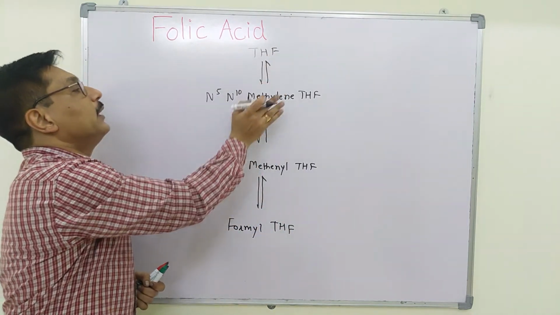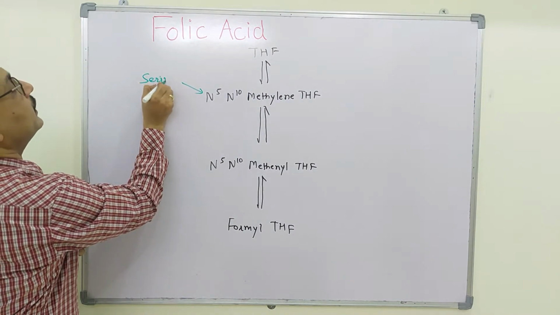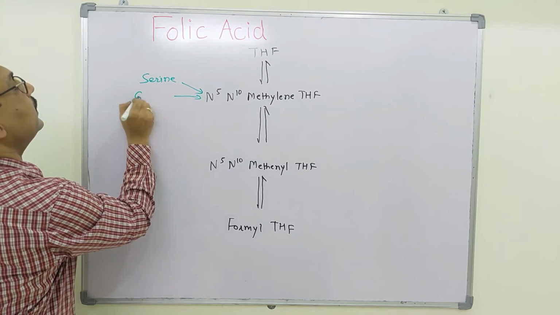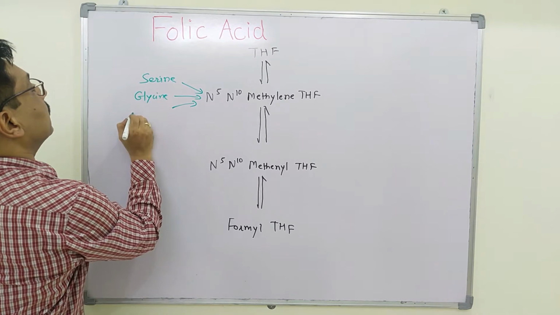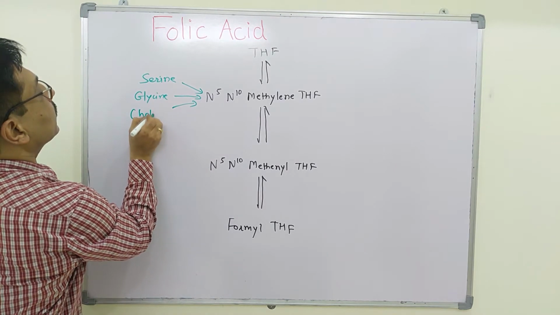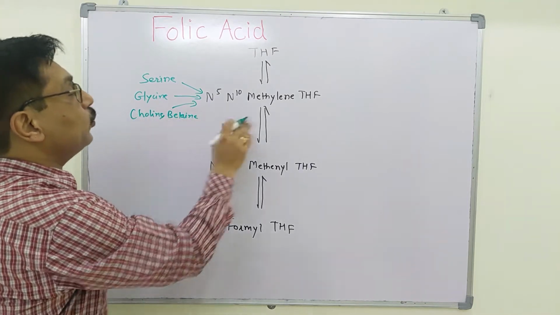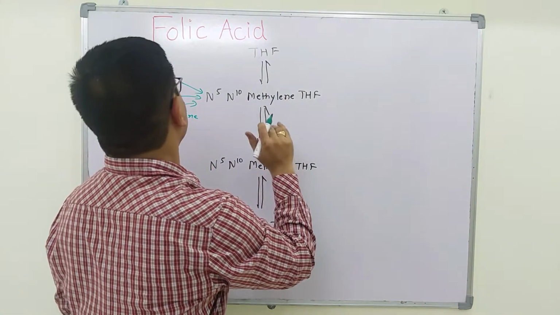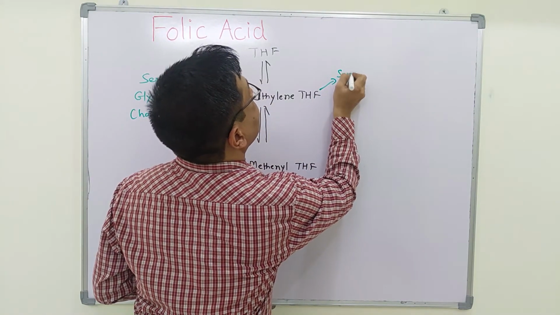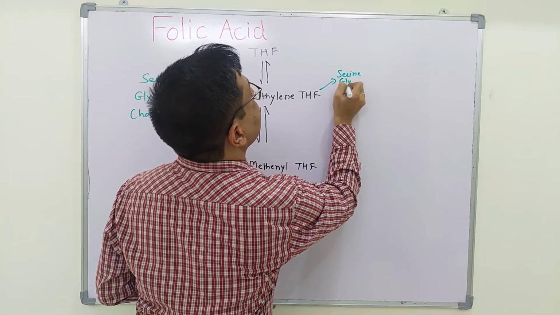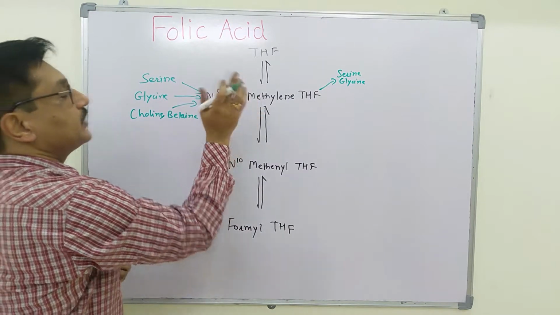So tetrahydrofolate is formed when serine is converted to glycine or glycine is cleaved. Also, choline and betaine contribute for this. Utilization of this methylene tetrahydrofolate, as we have already seen, for the formation of serine, there can be formation of glycine, reversal of these synthesis reactions.